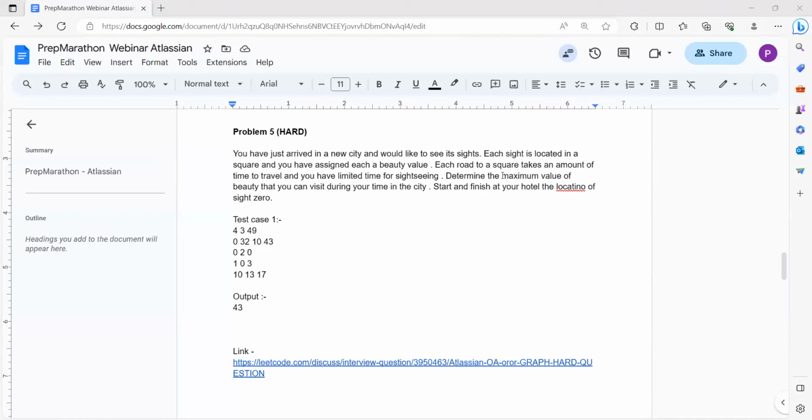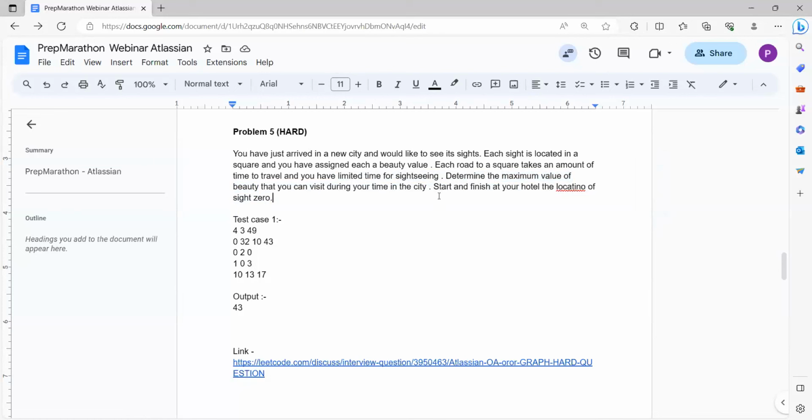So what you are looking at is the maximum value of beauty that is possible. And don't miss this line: start and finish at your hotel. So you need to come back to the same place. You can visit different places, but you need to come back to the same place.